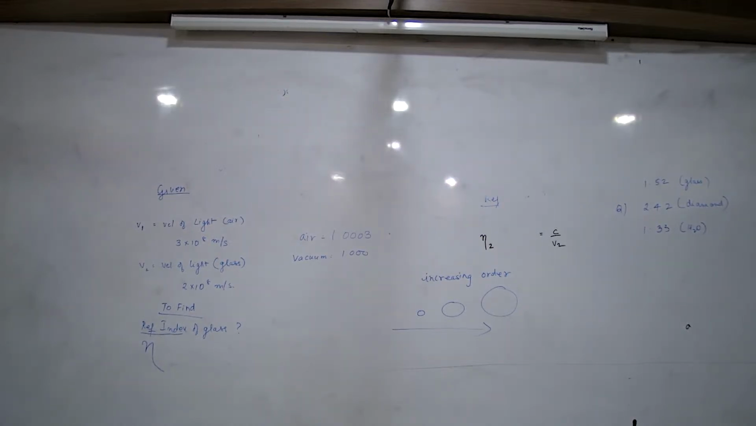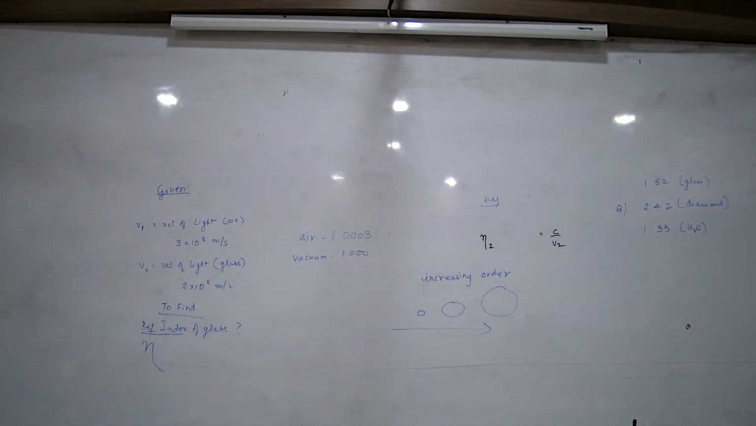I've given you 3 values. Okay, finished? Yes. Diamond, glass, and water. Got it? Diamond value is what? 2 point something. That means if the refractive index is more, speed is less. So diamond will come first. Then the rest of course you will understand.